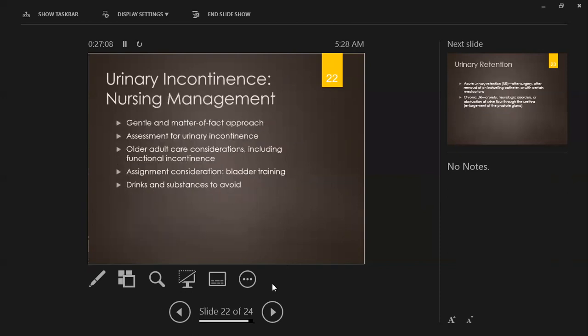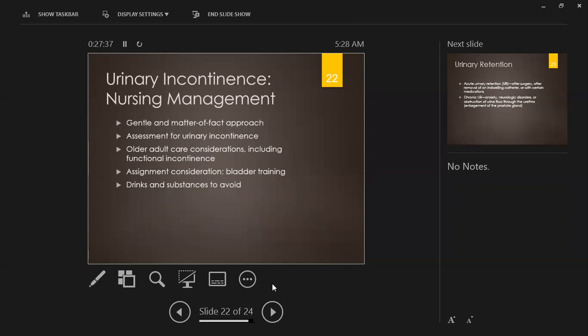As a nurse, it's just very important that we use a gentle and matter of fact approach when we're discussing issues of incontinence, that we are continuing to evaluate our patient for urinary incontinence and associated symptoms. With our older adults, we're putting extra care into making sure that they have their assistive devices within reach, that we have them on a good toileting schedule, that as we're doing our hourly rounding, we're doing our 4Ps, including potty if they need to use the bathroom.